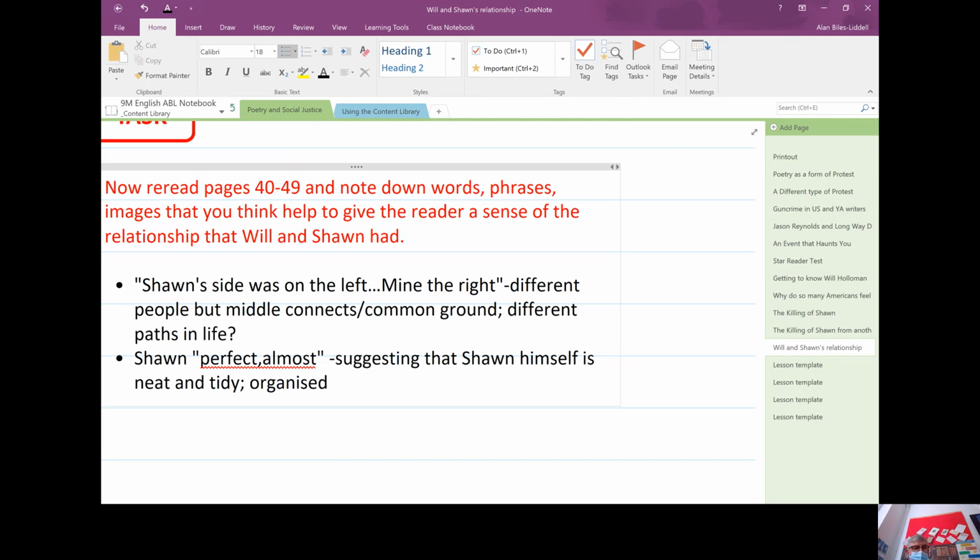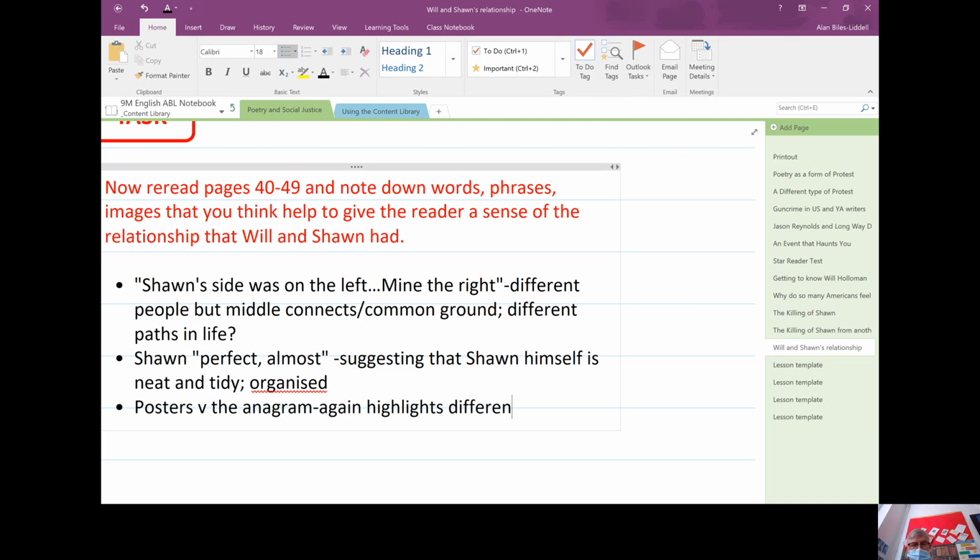That sort of tidy room does suggest this about Shawn, but of course he goes down this disastrous path which ends up with him dead. Okay, and then obviously, as we said, the posters versus the anagram. So again, it's those different personalities, different traits that they have. Okay, let's move on then. The anagram.